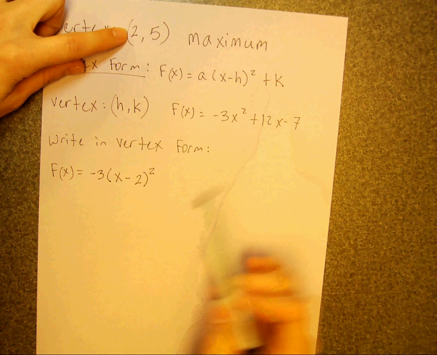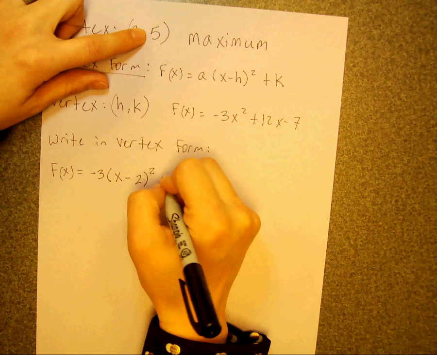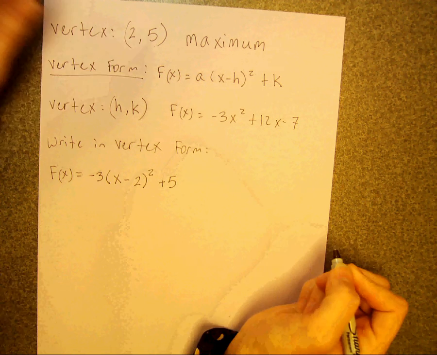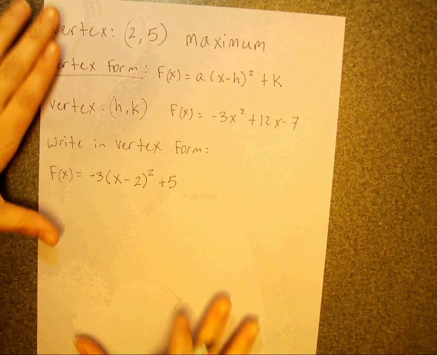The plus means that whatever k is what my value will be here. So my k is positive 5, so I'm just going to have plus 5. Say the y value was negative 8, so I would have negative 8 right there.